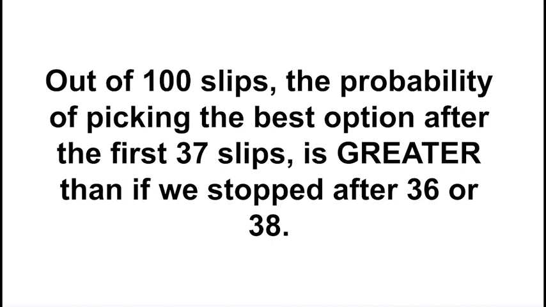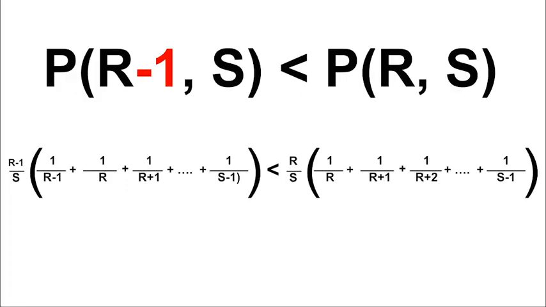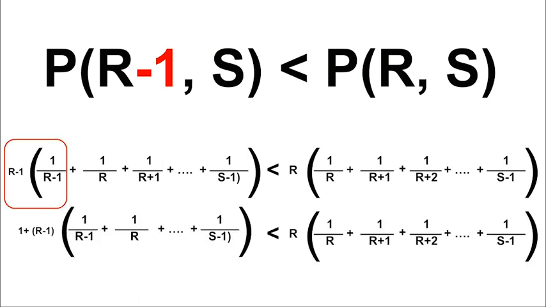For P of R minus 1, S is less than P of R, S, we can substitute inputs R minus 1, S and R, S into the sum we wrote, like this. We can cancel S from the denominator from both sides, and we'll be left with this. We can distribute the first term on the left side to equal 1. Now we can see that both sides have a common factor of 1 over R plus 1 over R plus 1 all the way to 1 over S minus 1.